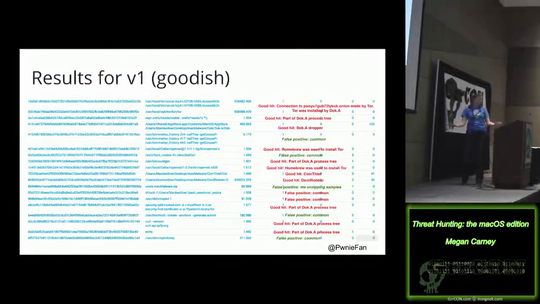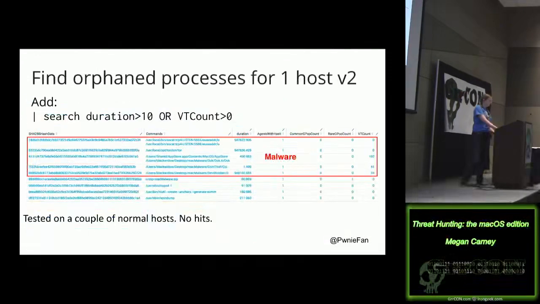So this was actually pretty good, right? Here are orphaned processes that we found. There were some false positives, but it's not bad. You know, with some research, you could make this a lot better. If we add duration, and that's the duration of the process, and look at VirusTotal count, it gets a lot better. So this is the query running it on one host, looking for orphan processes, and here's what we came up with.